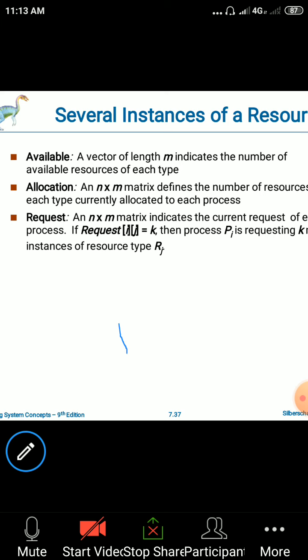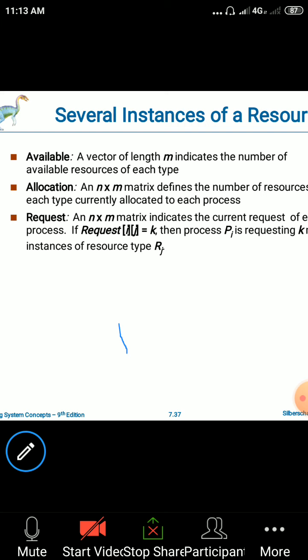Next one is the allocation. Allocation is a matrix defined by the size n by m, and it defines the number of resources of each type currently allocated to each process. Each row of this matrix is considered as a vector, and that vector indicates the number of resources allocated to each process. So for suppose p1, p2, p3, the corresponding row for p1 indicates the number of resources allocated to p1.